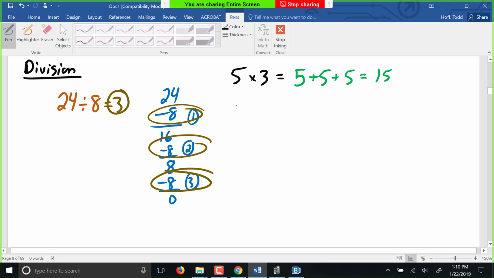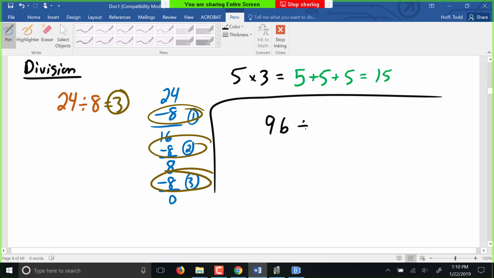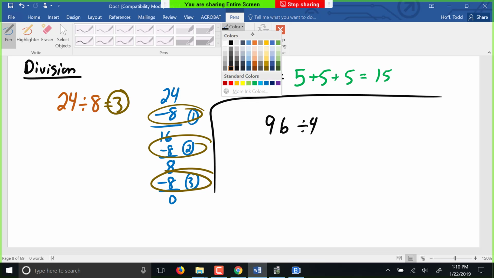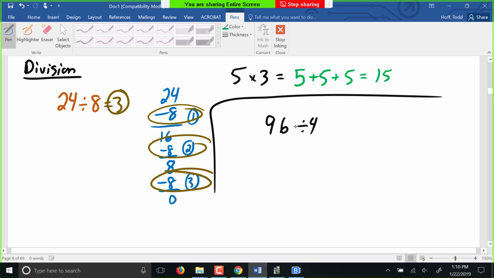So to a more complex example, what if we had 97, let's make it a little simpler than that. Let's go with 96 divided by 4. I don't want to start subtracting 4 from 96. But what I can do is start subtracting large bundles of 4. And what I mean by large bundles, I use those place values.